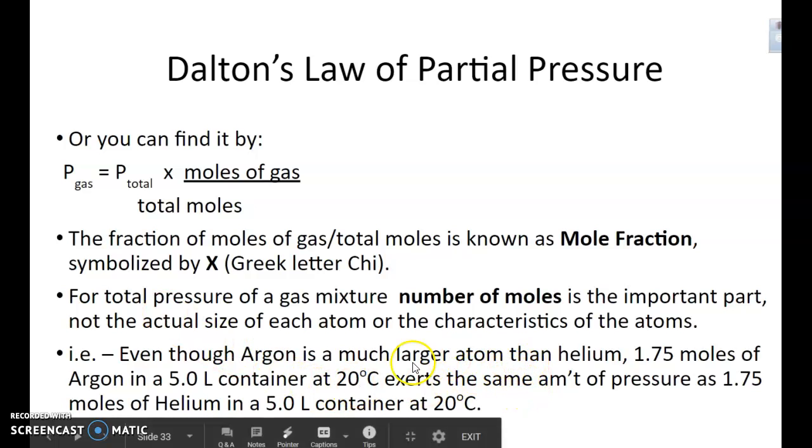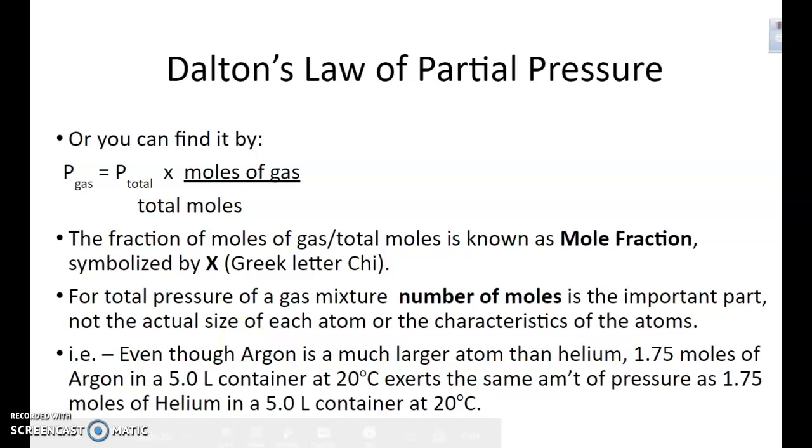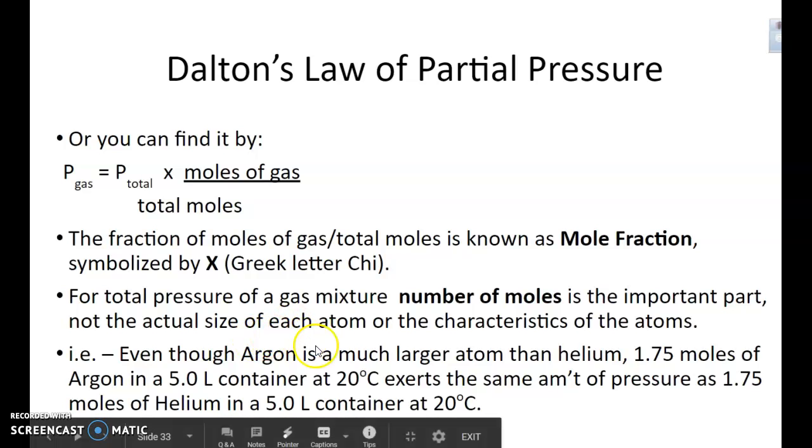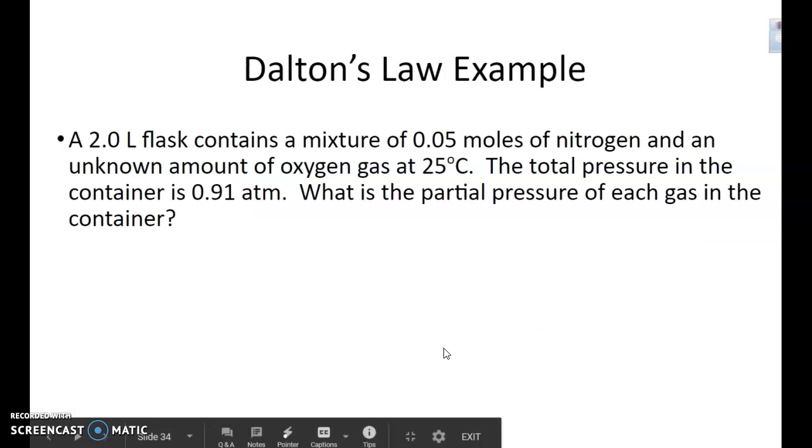So the other thing about this, and we're going to talk about this more in the kinetic molecular theory, is that it's not going to matter what kind of gas we're looking at here. Every gas molecule is considered to actually be no volume, which we'll talk about later. But so we're only going to focus on moles, not what size the molecule or the type of gas it is.